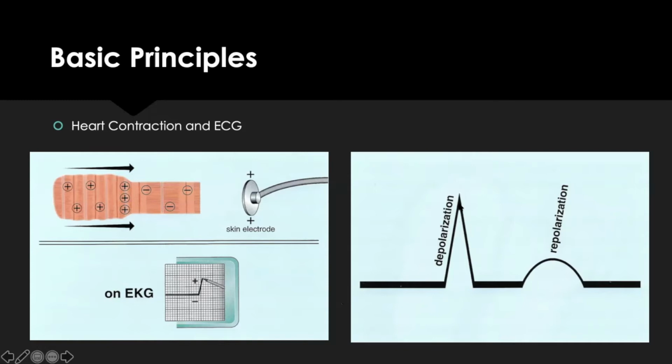Over here on this side, you can see the depolarization on the ECG represented, and here the repolarization. So depolarization will usually be a sharp triangle-looking shape on the ECG, while repolarization will be this little hill, this little hump right here.